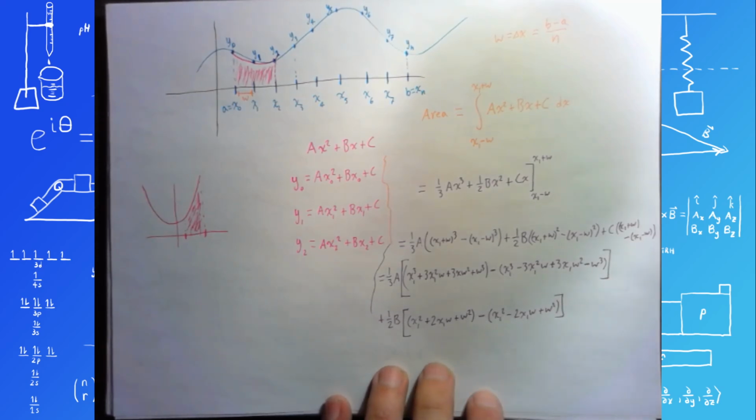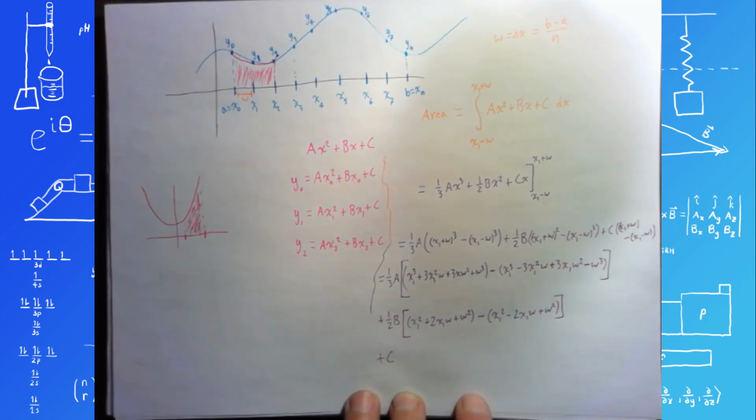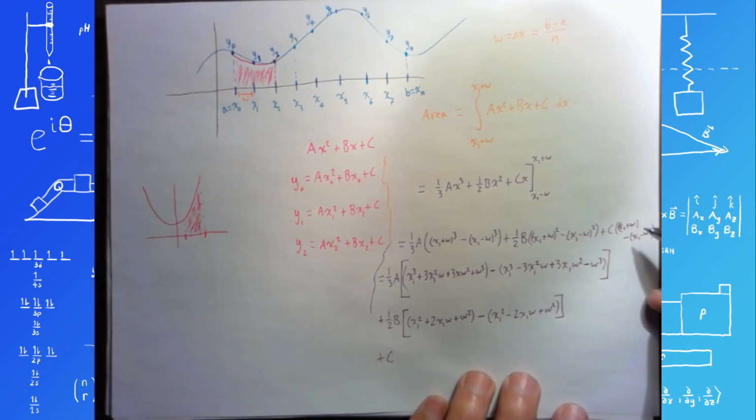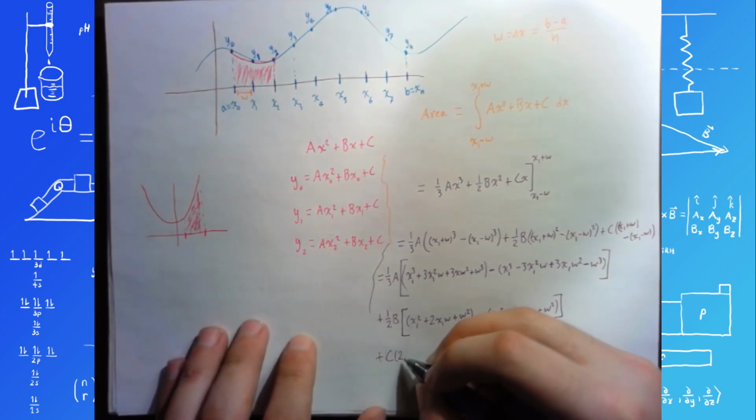Close that bracket. And then plus c times, let's see, we can already simplify what we have in here. x1 plus w minus, parentheses, x1 minus w. So the x1 minus x1 cancels out, and then w minus negative w, that's 2w.